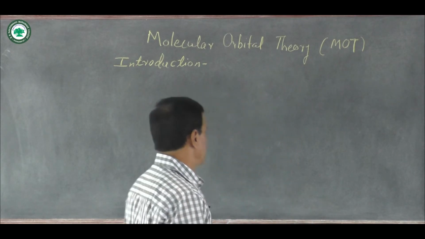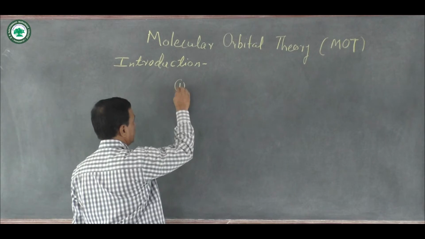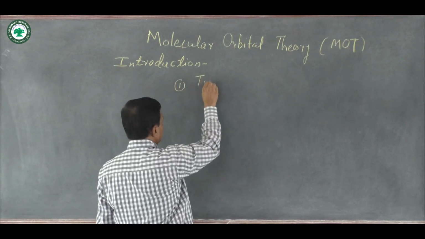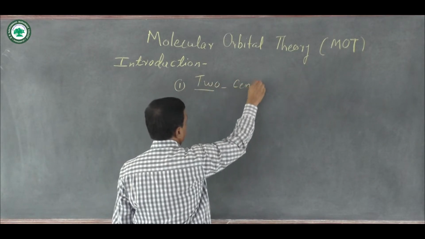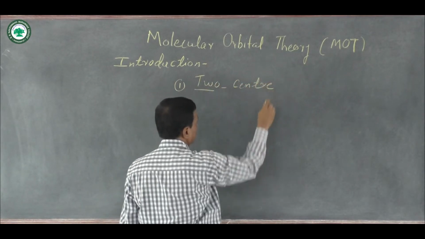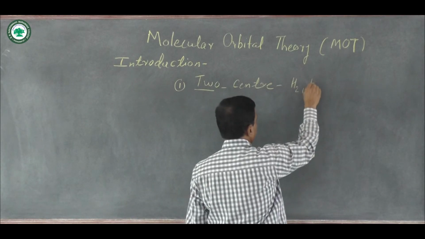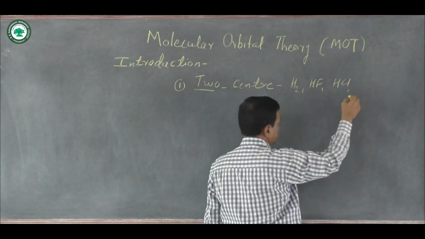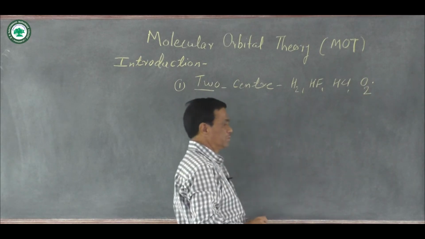There are two types of covalent bond formation. One is when two atoms combine, there is a formation of a two-center covalent bond. Examples are the formation of the H2 molecule, the HF molecule, the HCl molecule, then the O2 molecule.